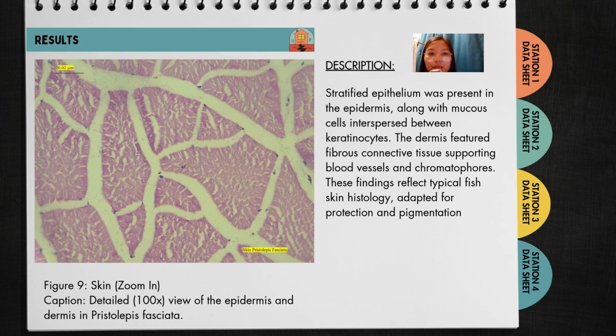Skin zoomed in. Stratified epithelium was present in the epidermis, along with mucous cells interspersed between keratinocytes. The dermis featured fibrous connective tissue supporting blood vessels and chromatophores. This finding reflects typical fish skin histology, providing protection and pigmentation.